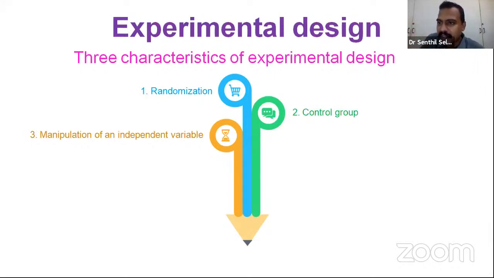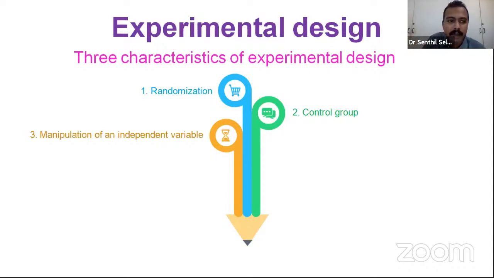First one is randomization. You have to select the samples randomly. So if you are going to select randomly, it is going to be an experimental study. Next one is control group. The research that you are going to do should have a control group. Control group in the sense you are going to treat with a conventional treatment. You are not going to treat with a special intervention. It should be given a conventional way of treatment. So it is a control group.